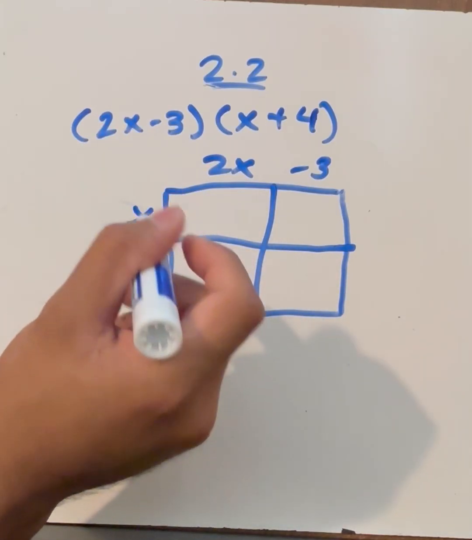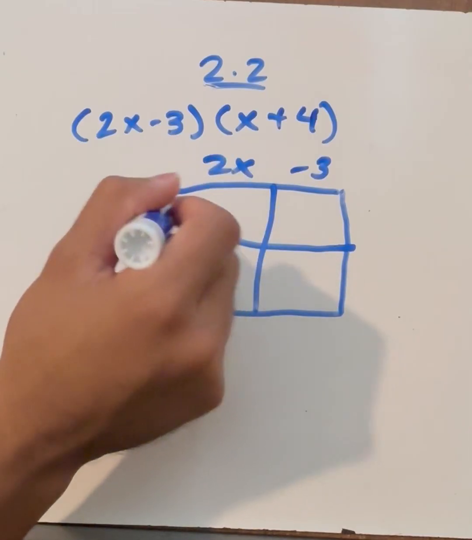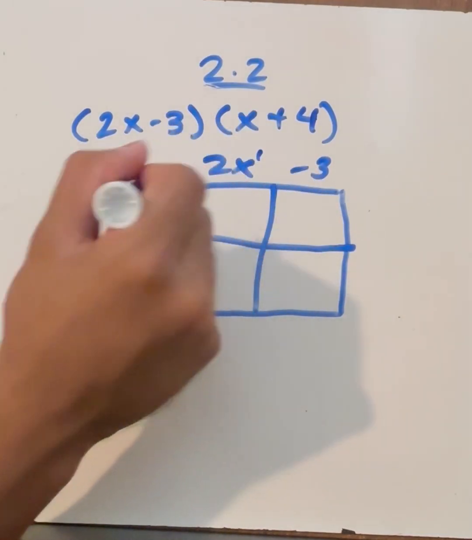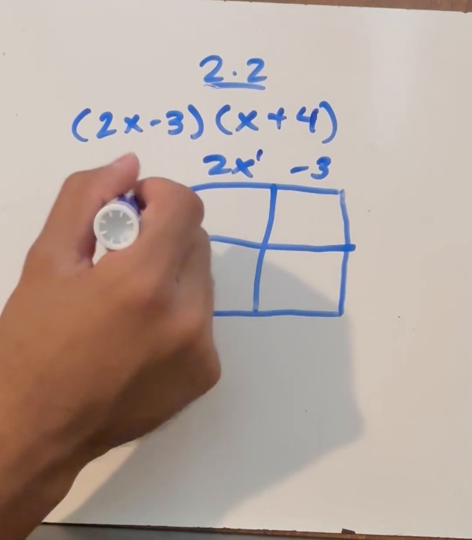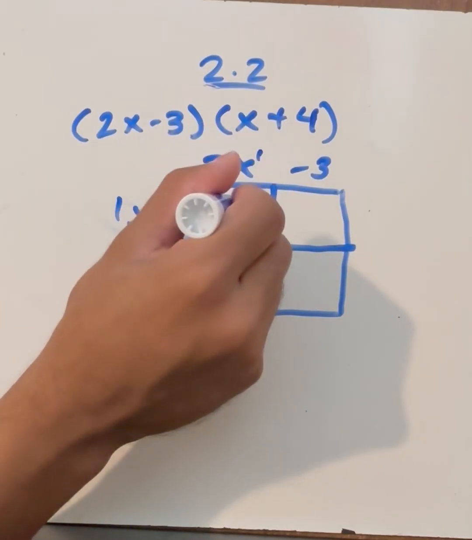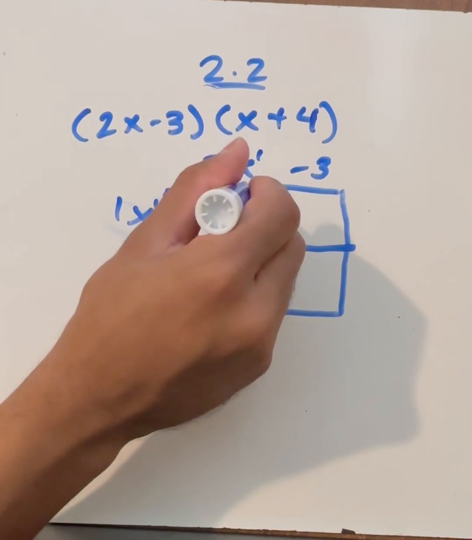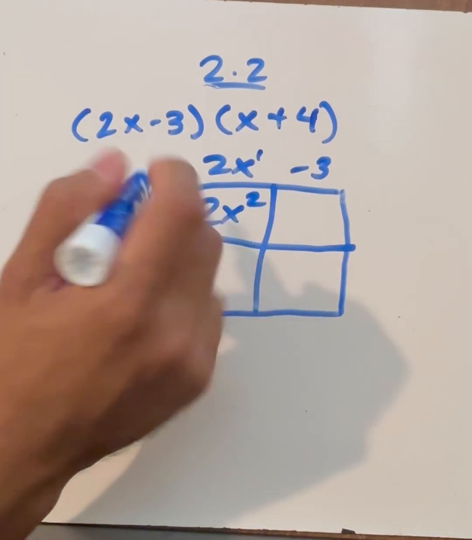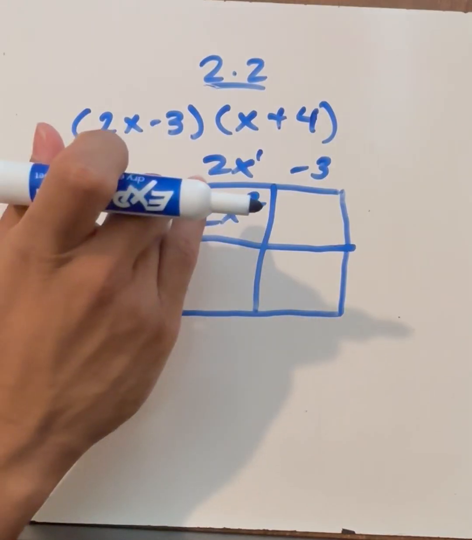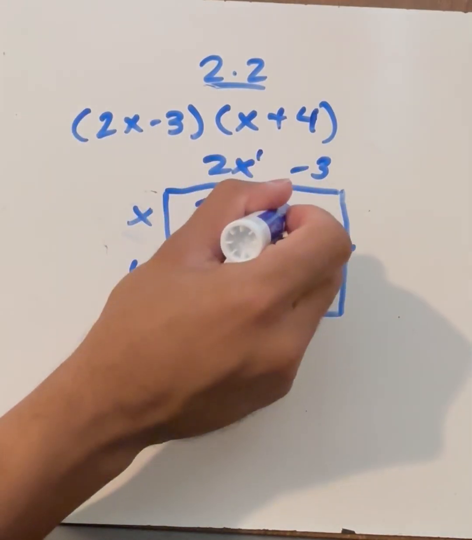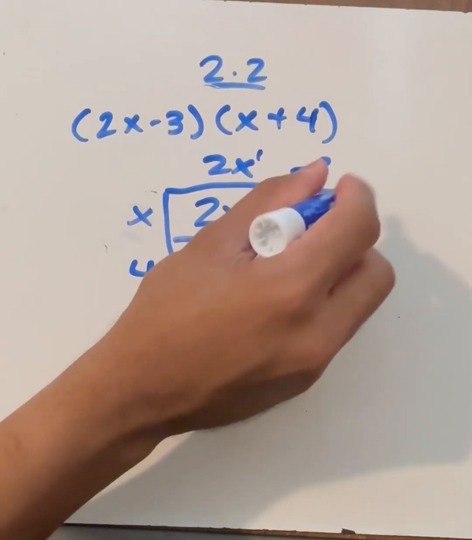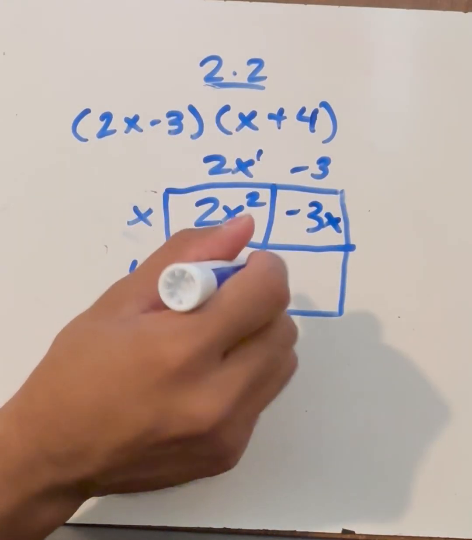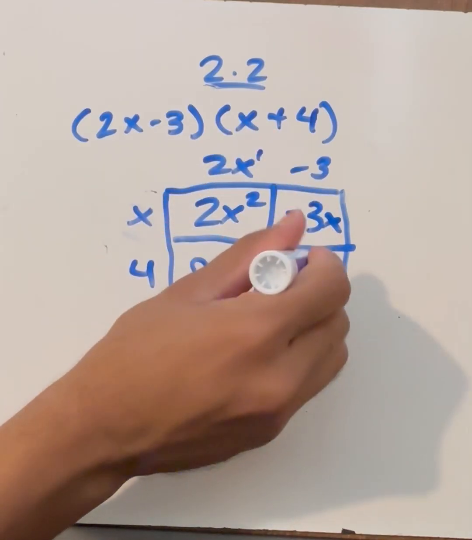So 2x times x would go in this box, and they both have an exponent of 1, and the coefficient in this one is 1. So 2 times 1 is 2. x times x is x squared, because we have to add the exponents when we're multiplying the same base. 2x squared in that box. x times negative 3 is negative 3x. 4 times 2 is 8x. And then 4 times negative 3 is minus 12.